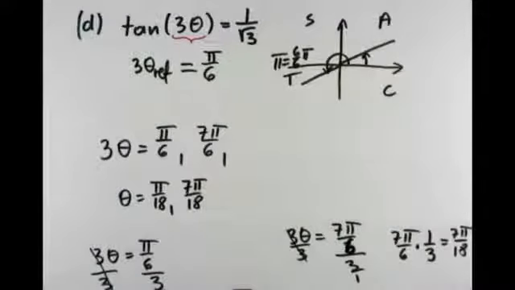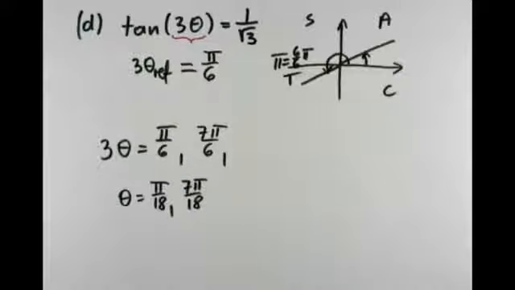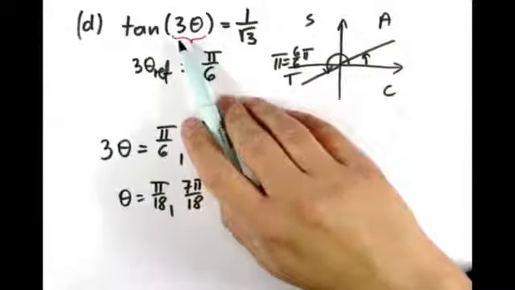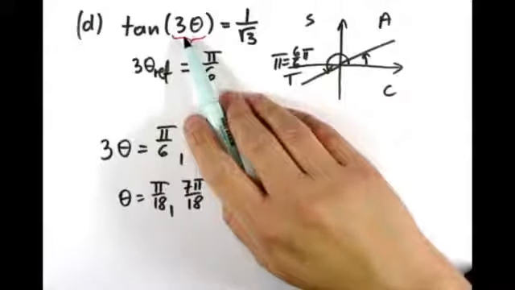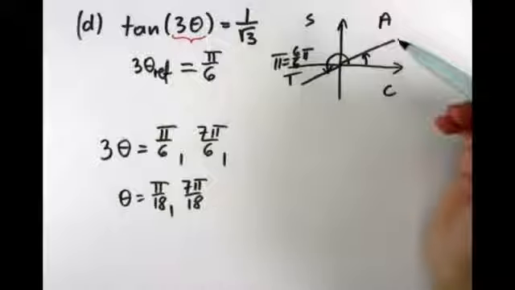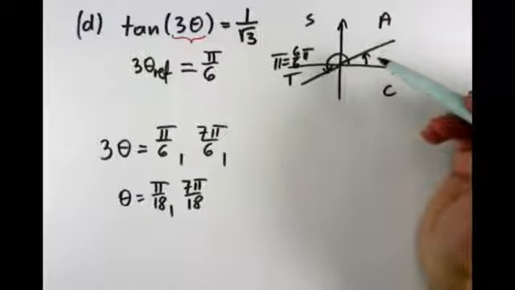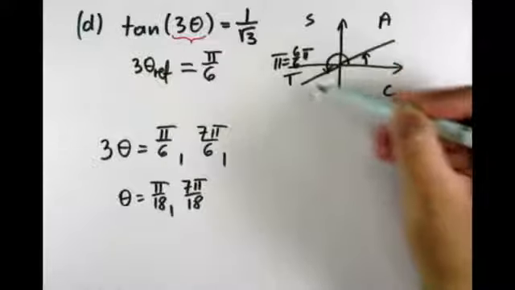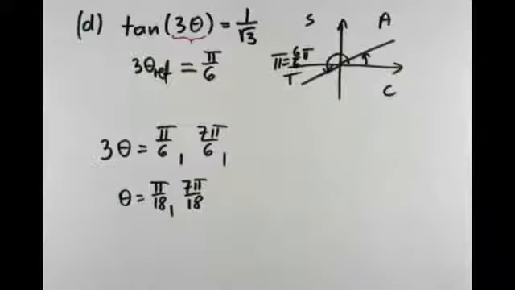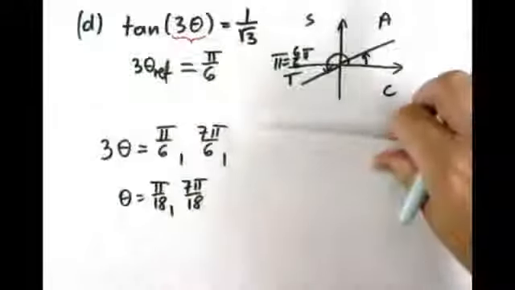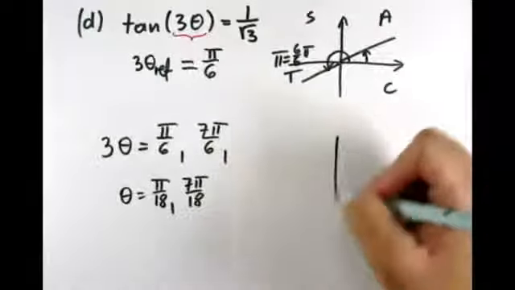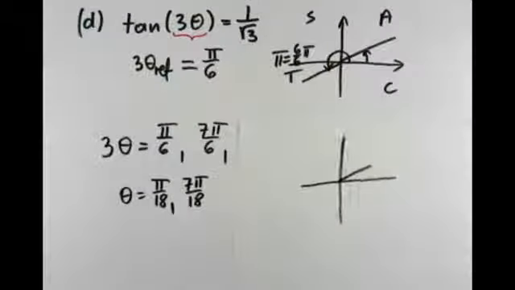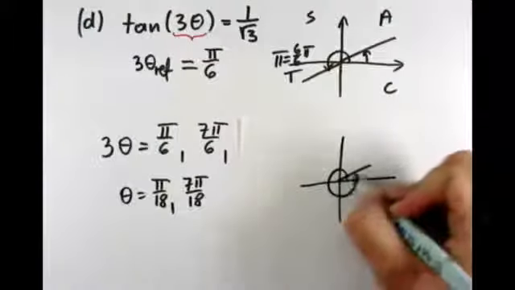I need to have more of those angles because the tangent is compressed. Tangent is compressed 3 times. So I need to go 3 revolutions. So the first one is pi over 6. Now if I go one more revolution, my first angle is right here. If I go one more revolution, what am I getting?